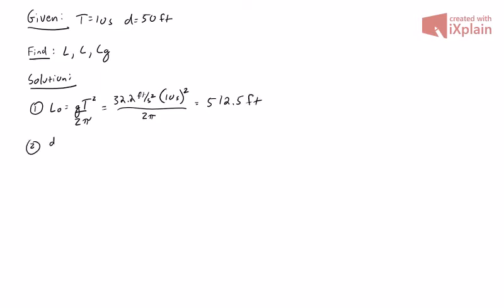Second, we check what our depth divided by deep water wavelength is going to be. So 50 feet divided by 512.5 feet gives us 0.097. So if we look at our classification table, if our d divided by L naught is less than 0.5 but greater than 0.05, it tells us that we have a transitional wave.